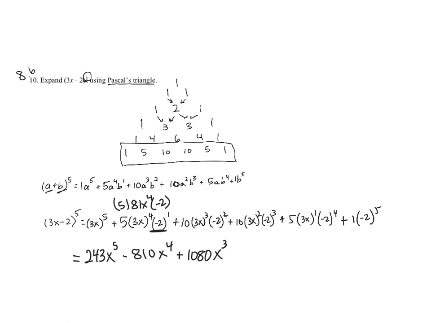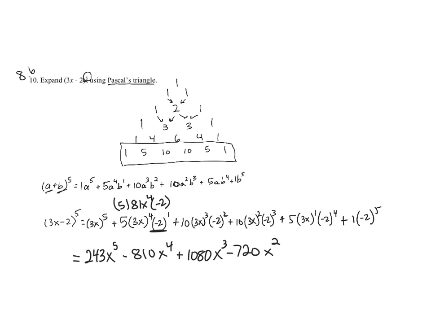And then with that term, you're going to have a -2 cubed, so that's -8. And then we're going to have a 3 squared there, so that's 9. And then we got a 10 there, so 10 times 9 times -8 is -720. So that's minus 720x squared.